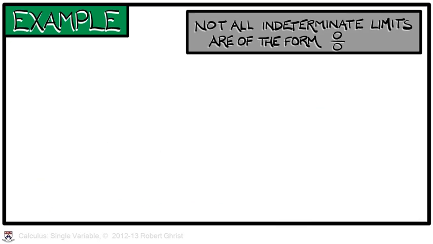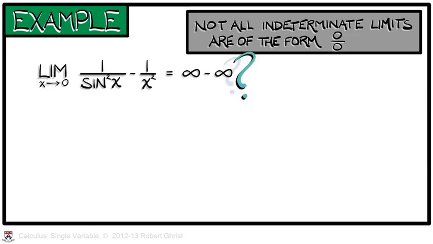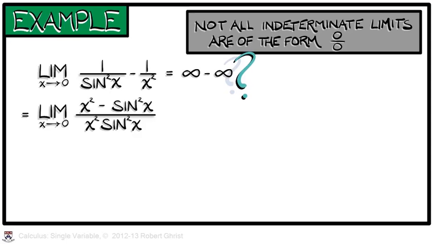Now, not all tricky limits are in the form of 0 over 0. For example, the limit as x goes to 0 of 1 over sine squared x minus 1 over x squared. Evaluating looks like infinity minus infinity. That's not going to work. So, let us put this over the common denominator of x squared times sine squared of x. The resulting numerator is x squared minus sine squared of x.